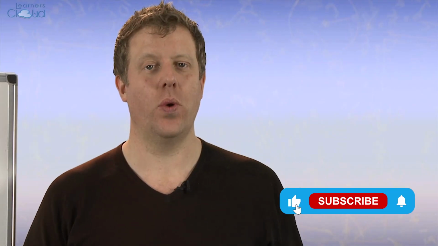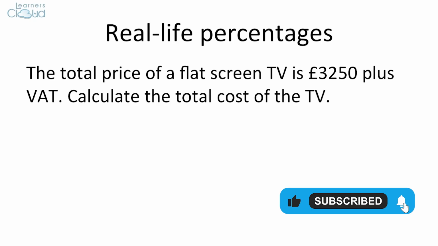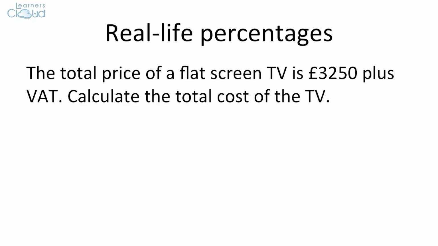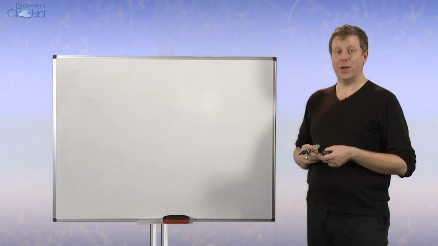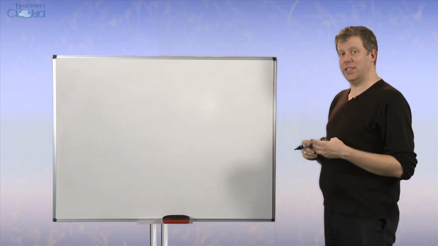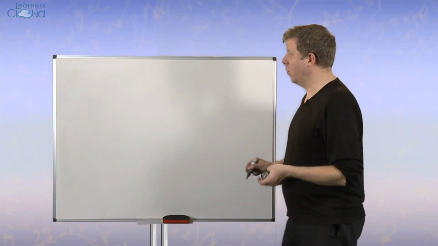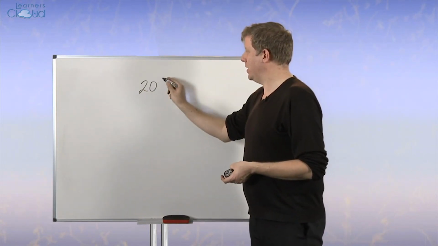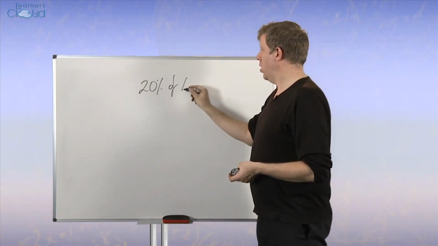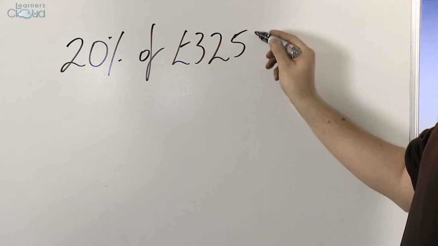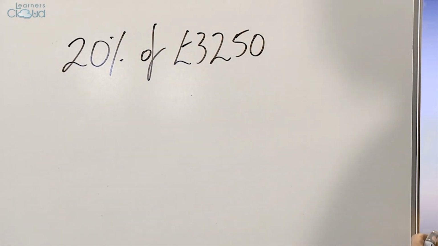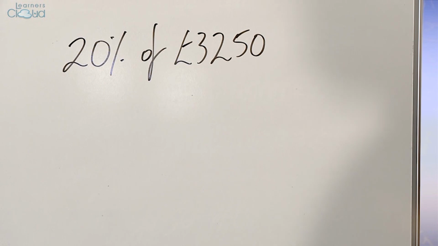Okay, so let's look at a question that involves VAT. Question up here says that the total price of a flat screen TV is £3,250 plus VAT. And what it wants us to work out is the total cost of the television. Now, as I said, VAT is at 20% currently. So therefore, we need to work out 20% of £3,250, because that is the amount of VAT we'll be paying on this television.